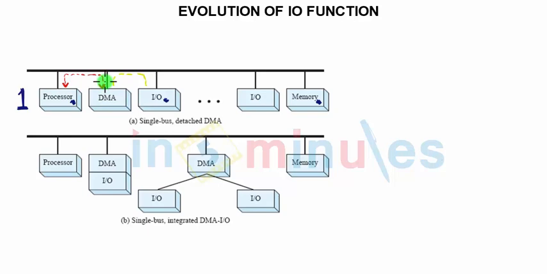Now this created a major drawback: if a DMA access goes through the same bus, the processor and other devices would have to wait for the memory access. As a result, they shifted to the second technique, which is integrated DMA IO.